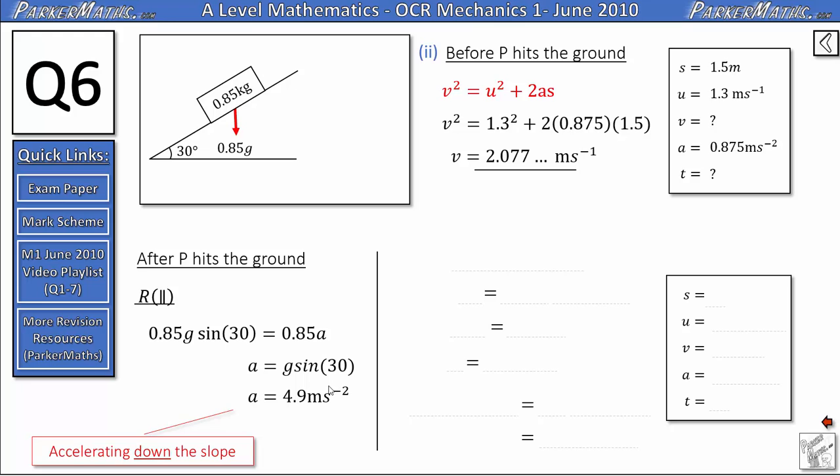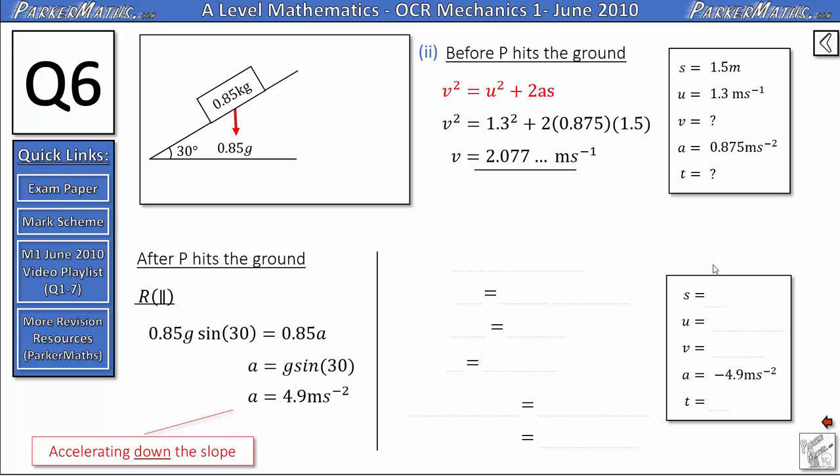For the next part we have to be careful though, because the acceleration we've just calculated is down the slope, but the velocity we have just found here was up the slope. That means we need to be careful which direction we consider is positive in the next part of the problem, and I'm going to consider going up the slope as still positive because that will be consistent with the first part up here. So when we put this value of a into our SUVAT equations, we're going to put it in as minus 4.9 meters per second squared.